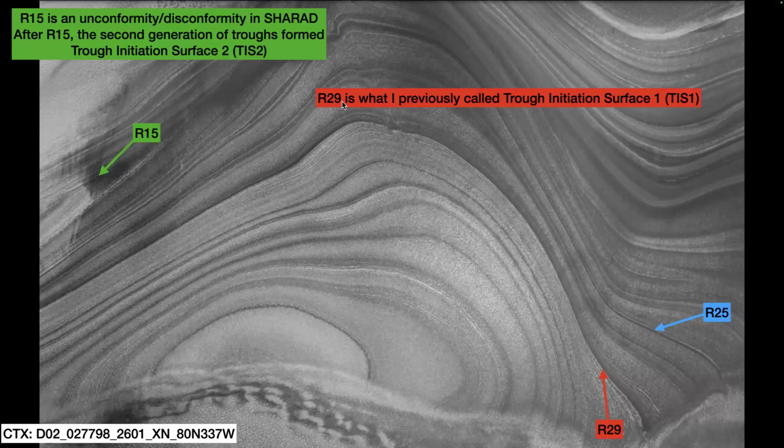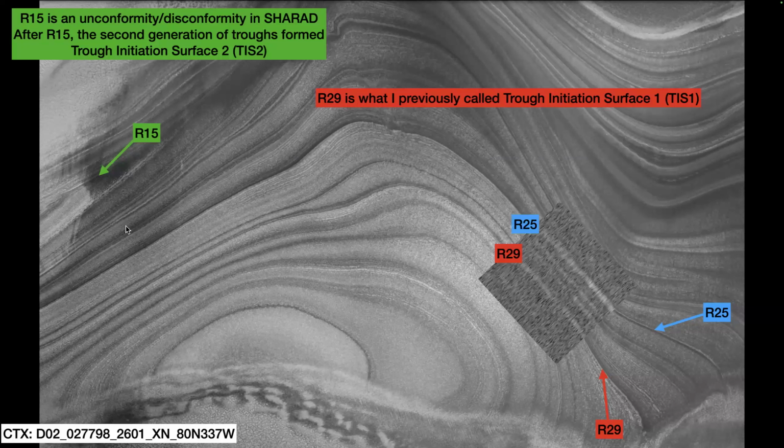So R29 is what I previously called the trough initiation surface, and I was really interested in what it looked like. We were previously over here, and now we've shifted to the right, which is east. And you can see that you have the same spacing over here. In fact, it's probably even easier to see because this is due to the slope of the outcrop or the scarp there. The surface slopes range from 1 to 3 degrees.